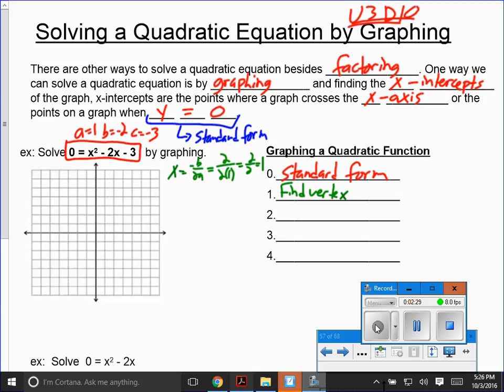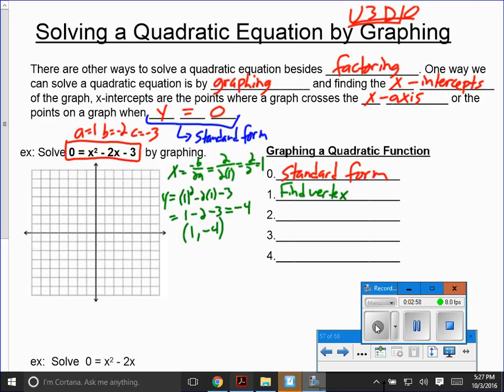Now we take that 1 and plug it back in to see what we get. That'll be our y value. So it'd be 1 minus 2 minus 3. Minus 2 would be negative 1, minus 3 would be negative 4. So our vertex has coordinates 1, negative 4.